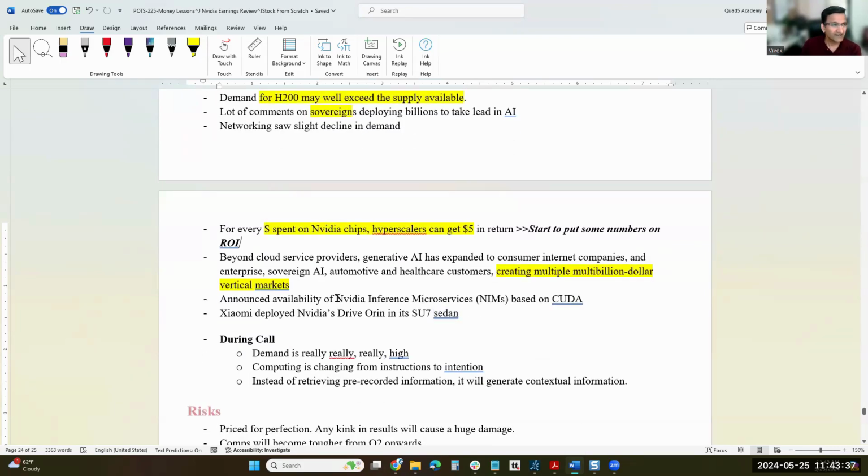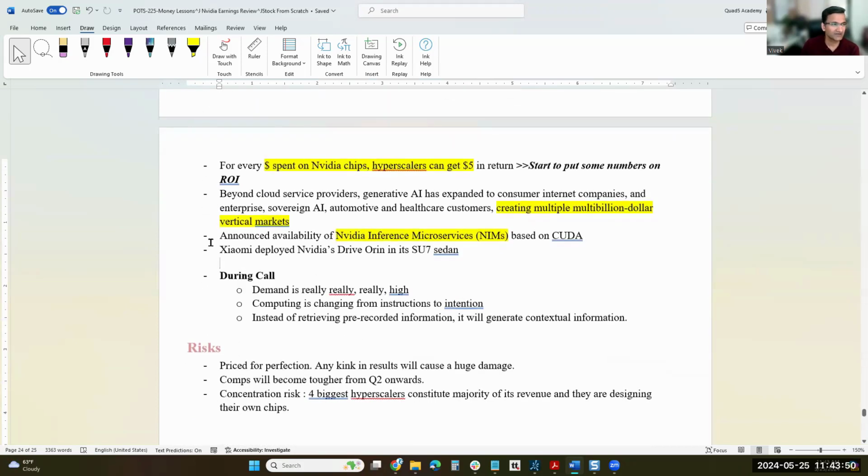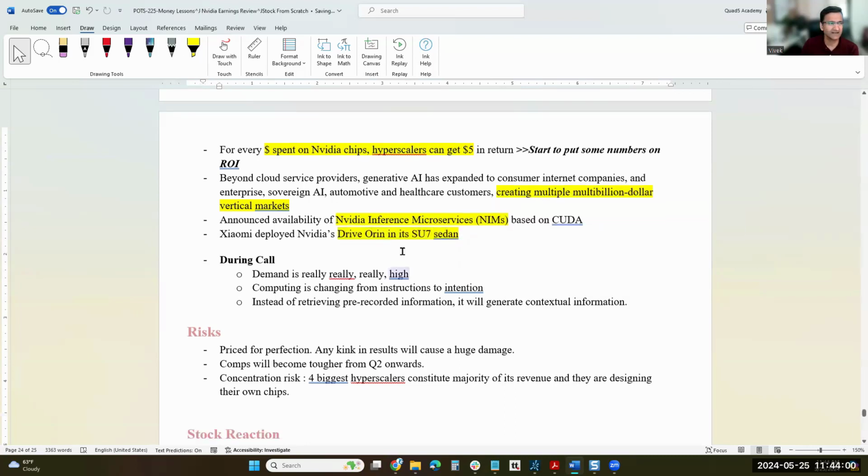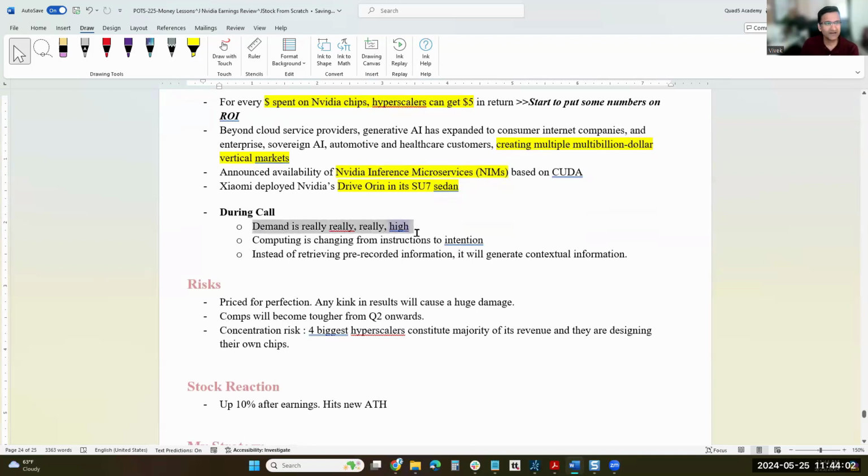They also announced availability of inference microservices, which is where you can use NVIDIA's NIMs to generate a response at a much faster pace. They also said that Xiaomi has deployed NVIDIA's Drive Orin, which is their software for autonomous cars, in their sedan. Again, demand is really, really high. You can see management talking about it.